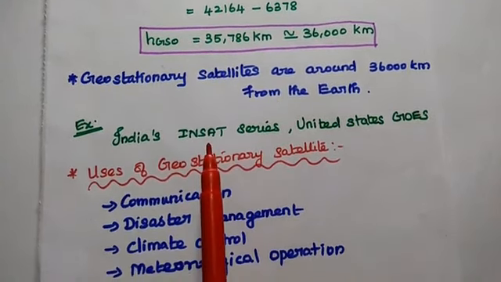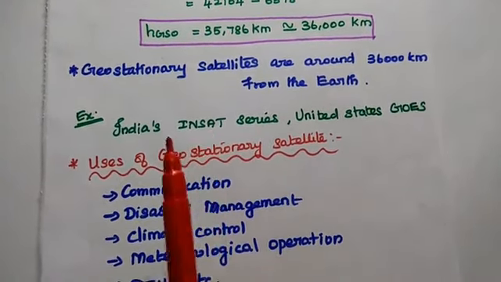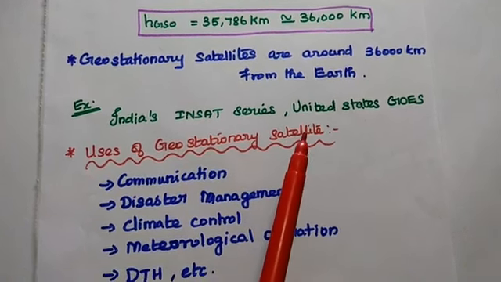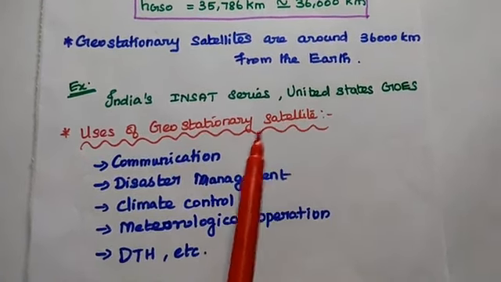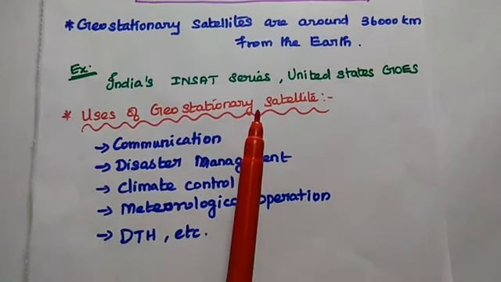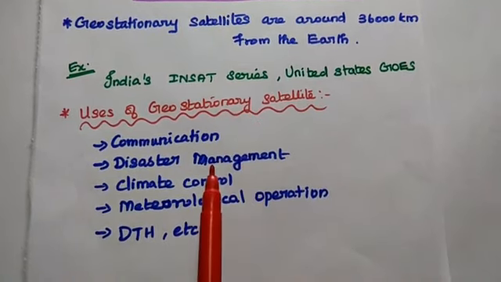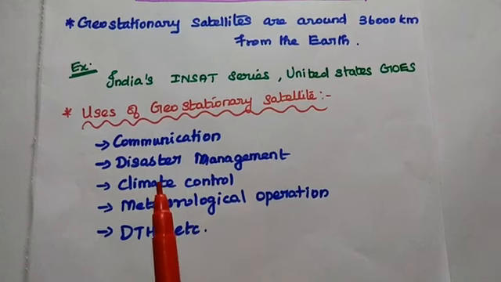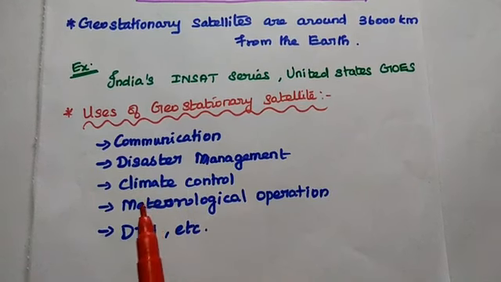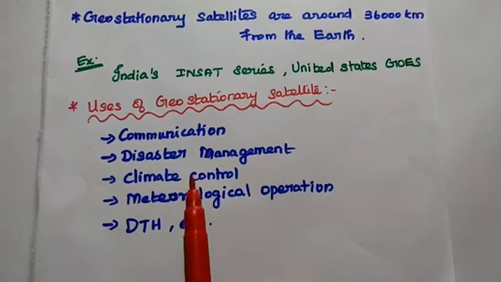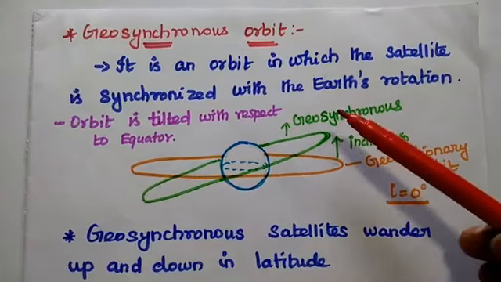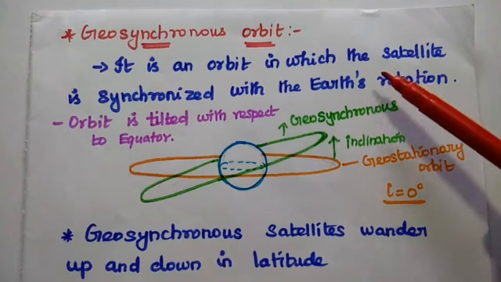Examples for the geostationary satellites are India's INSAT series and the United States' GOES. Okay. So major applications of geostationary satellites are given here. It is mainly used for communication, disaster management, climate control, meteorological operation, DTH, etc. Okay. Next one is geosynchronous orbit.